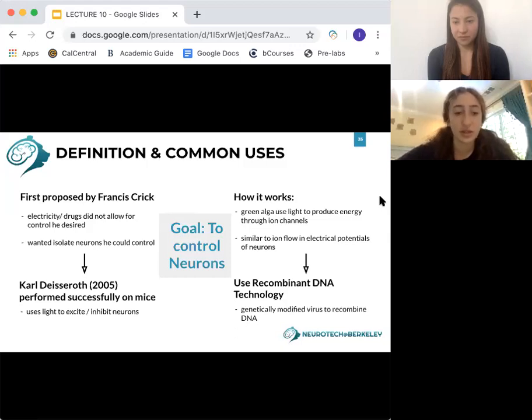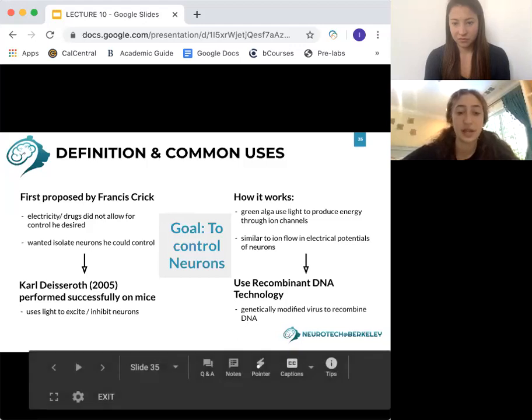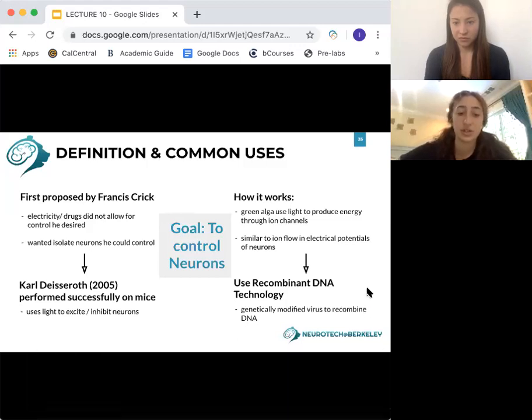The way that this works is that green algae use light to create energy for life. Ion channels are activated with a specific wavelength of light. We know from the microneuroscience lecture that neurons are activated by electrical potentials, which causes the movement of ions. So this same mechanism happens in these green algae. We use a common biology technique called recombinant DNA technology, which lets us genetically modify a virus to recombine its DNA with the host cell when injected into the brain tissue to express light-sensitive channels.